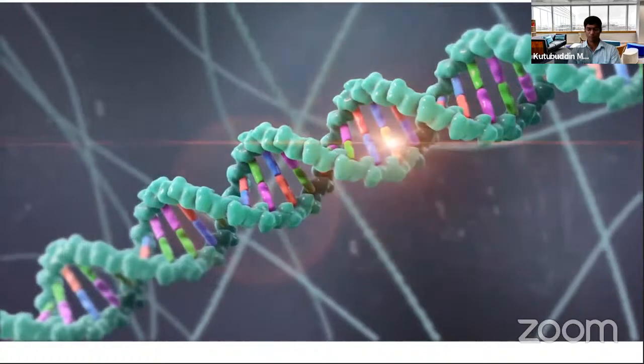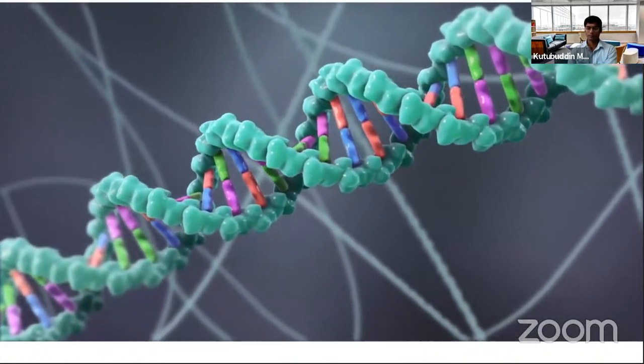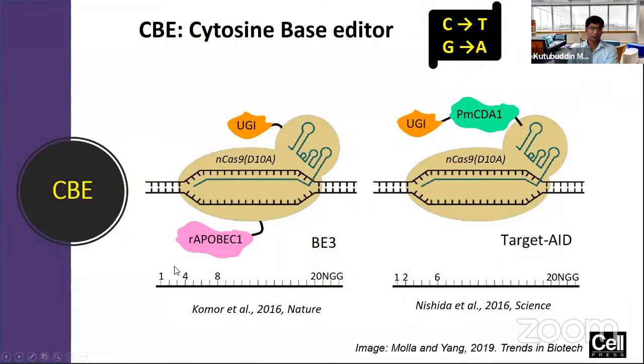This kind of precise gene editing means you can turn a disease-causing mutation to a healthy version of the gene. Okay, so now coming to the platforms, what different platforms are available for base editing. This platform is called cytosine base editor, which could be used to alter a cytosine to a thymine in one strand. Now the opposite strand, if you see, could also be used as a G to A change.